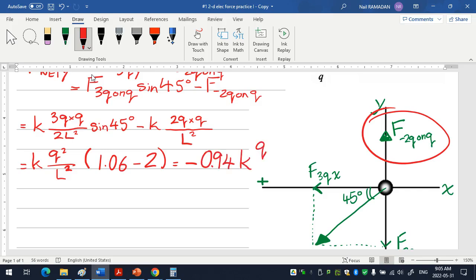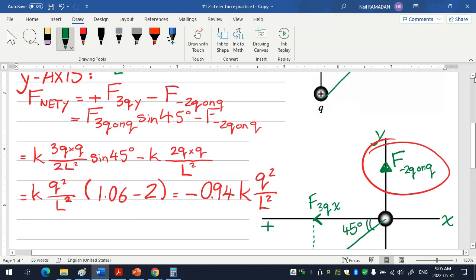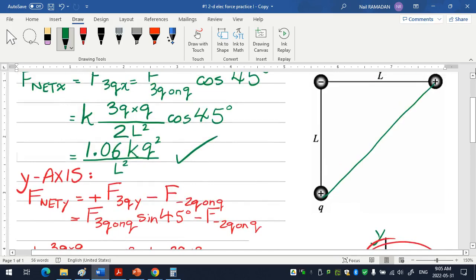k q squared over L squared. Just going to clean this up. Are you talking about this equal sign? Oh, just like here. I'm just basically finding out the... Oh, hold on, sorry, I want to point to the F. I'm just trying to find out what it is in terms of k, q squared, and L squared.